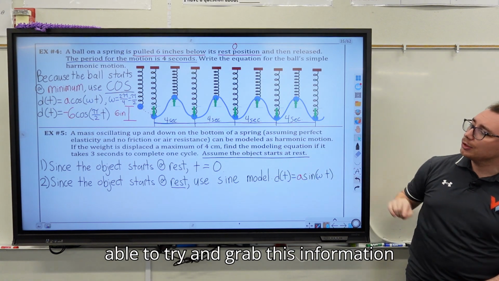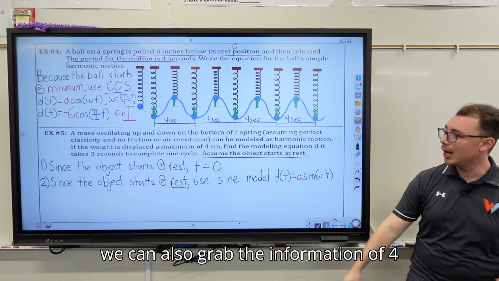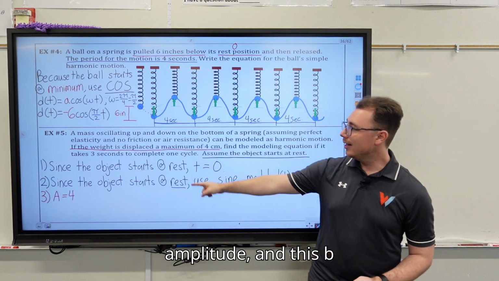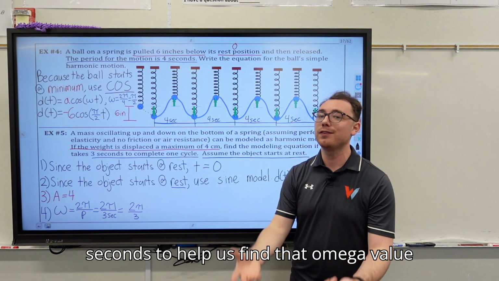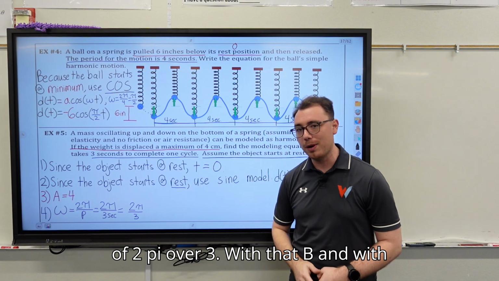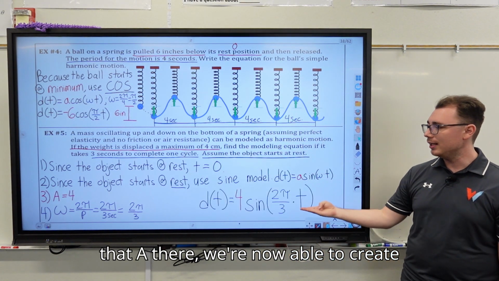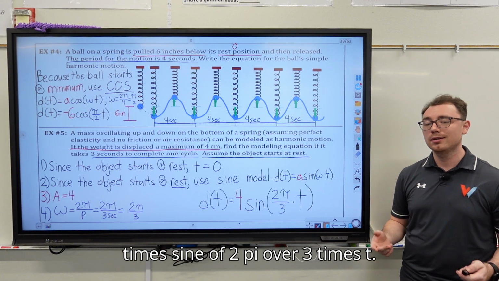Now, since we're able to grab this information from assuming the object starts at rest, we can also grab the information of 4 centimeters to help us with our amplitude, and this B value of that period of 3 seconds to help us find that omega value of 2 pi over 3. With that B and with that A, we're now able to create that equation of d of t is equal to 4 times sine of 2 pi over 3 times t.